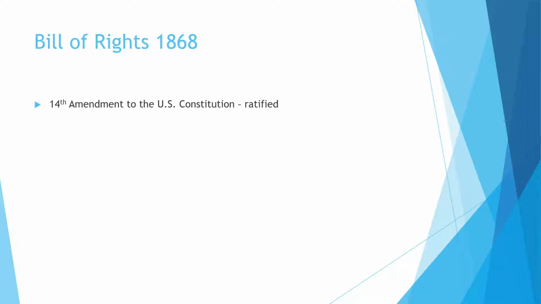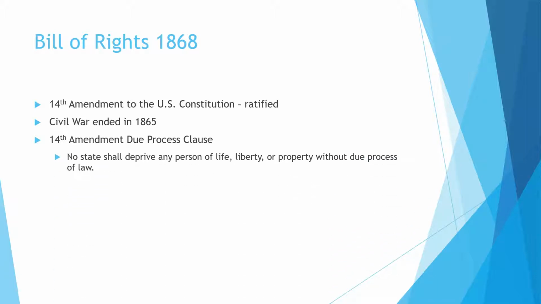But in 1868, we have the 14th Amendment to the U.S. Constitution. It's passed after the end of the Civil War, and it's really meant to ensure the constitutionality of some civil rights laws that were passed at the end of the Civil War. But it contains an important provision, what we call the Due Process Clause. And that clause says that no state shall deprive any person of life, liberty, or property without due process of law. So a state can take away your life, it can take away your liberty, your freedom, it can take away your property, but it must provide you with due process.